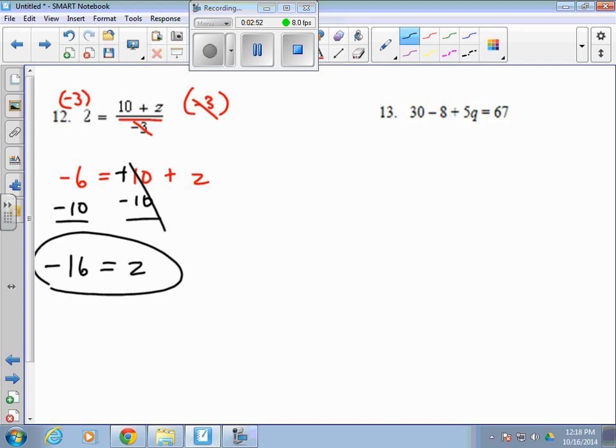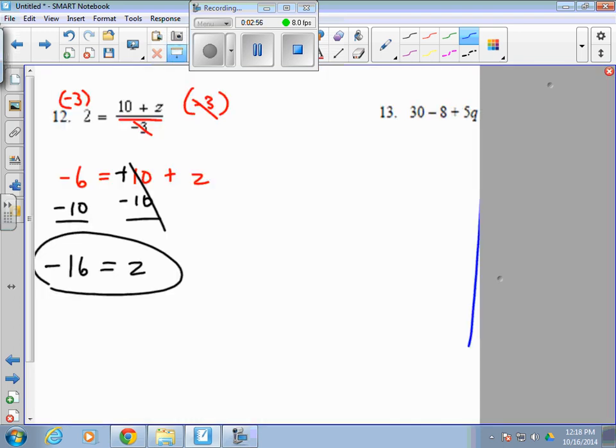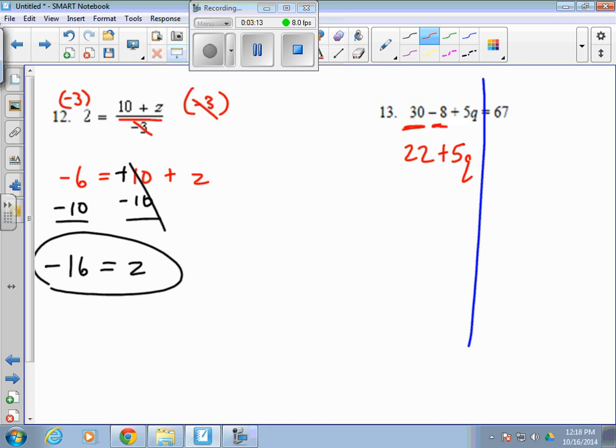Number 13, you only got one variable, but you got to do some combining first. Remember, anytime you got to combine, just look at one side. That way you don't confuse the other side. You can combine some like terms, 30 and negative 8. 30 minus 8 is going to be 22. So now you have 22 plus 5Q. You can't put those two together and get 27Q because they're not like terms. So we finish simplifying one side.